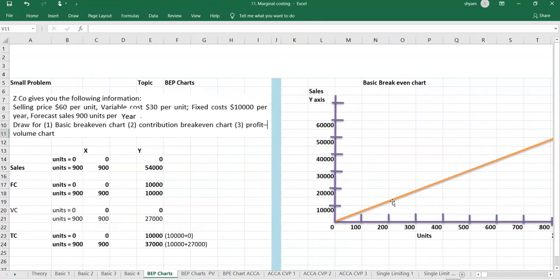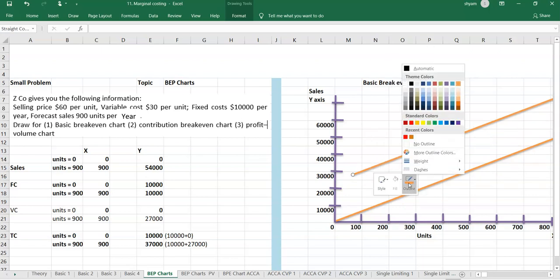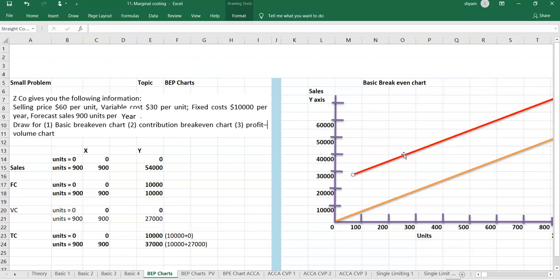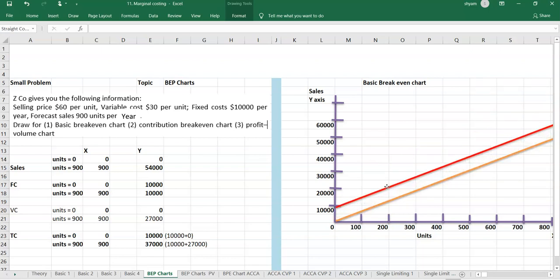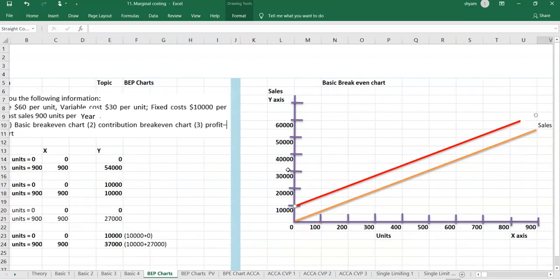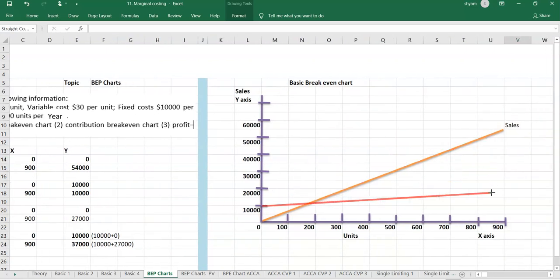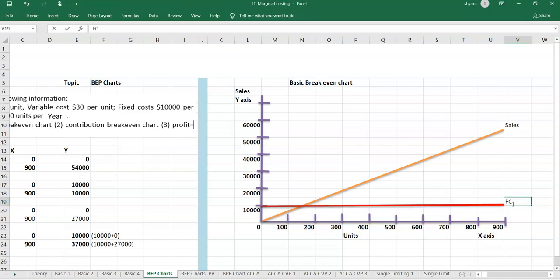The next line is going to be the fixed cost line. So fixed cost is going to be another color. We'll put it as red color. So when 0 units are produced, it's 10,000. And when you produce 900 units, then also it is 10,000. So it is a flat line. So you just have to put it as FC.